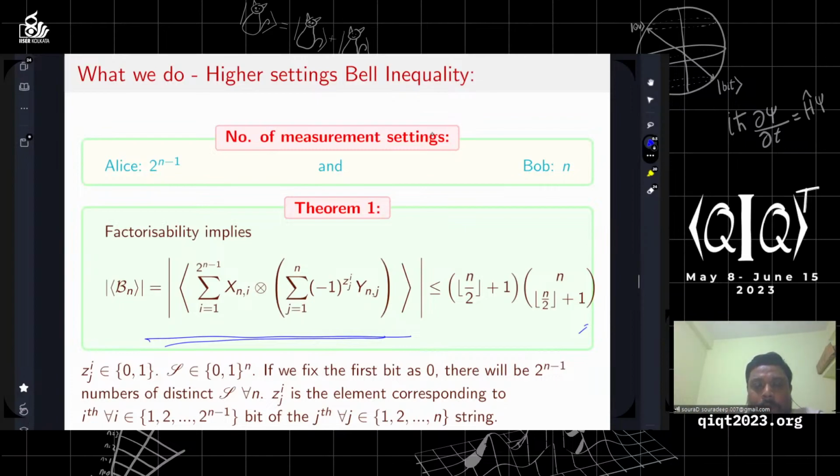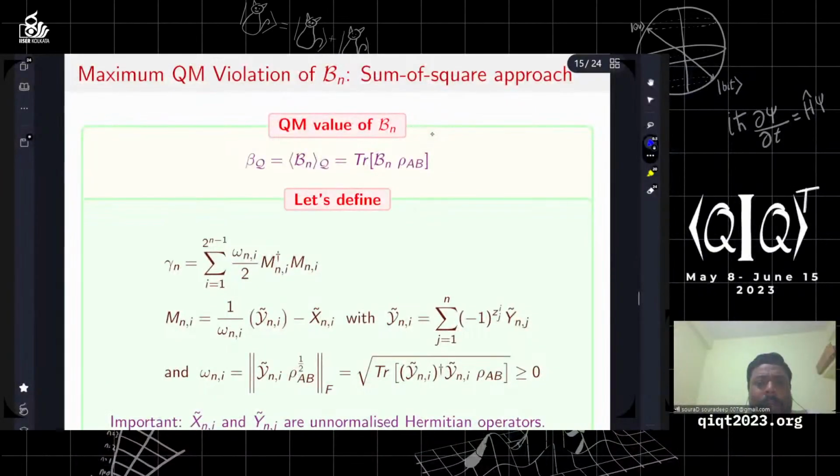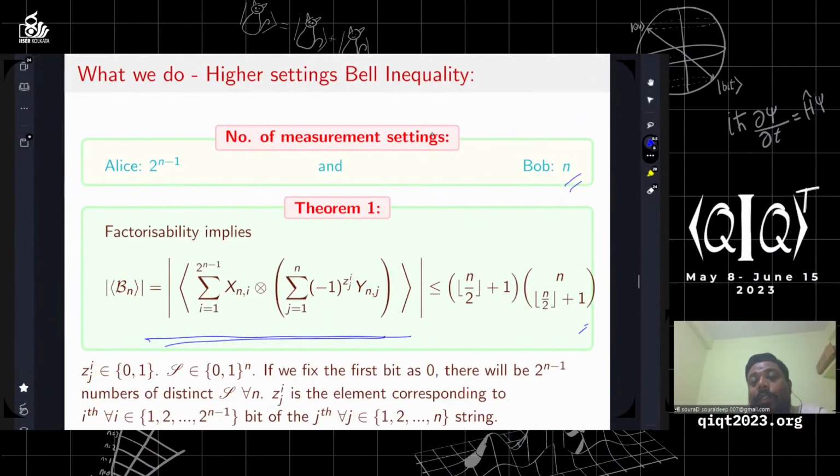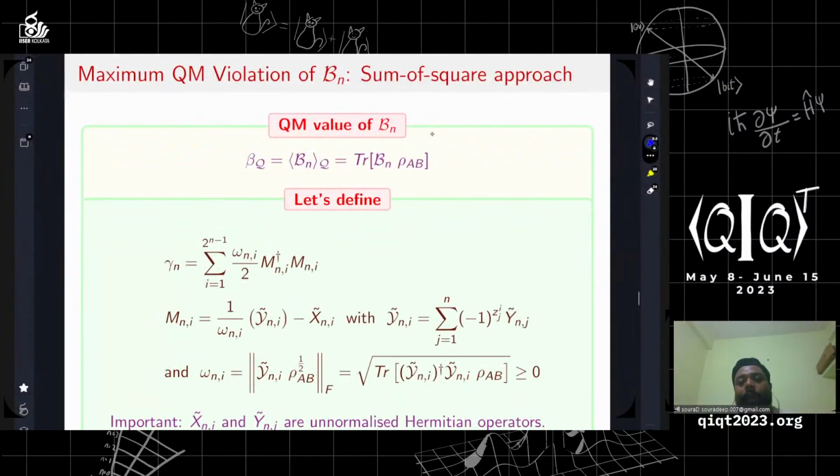And if you look closely into this Bell inequality, basically Alice has 2 to the power n-1 number of measurement settings, and Bob has n number of measurement settings. So if I put n equal to 2, it basically corresponds to the CHSH. And if we put n equal to 3, it corresponds to Gisin's elegant Bell inequality. So basically, this class of inequality is the generalization of the CHSH class of inequality. And since it deals with n number of settings at one side, it actually has the power to self-test multiple copies.